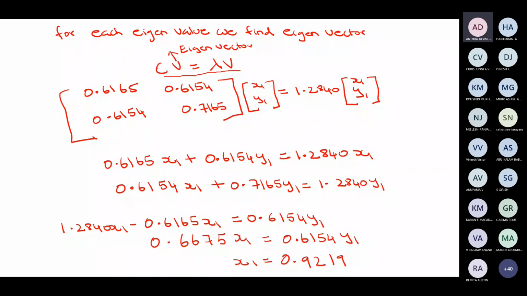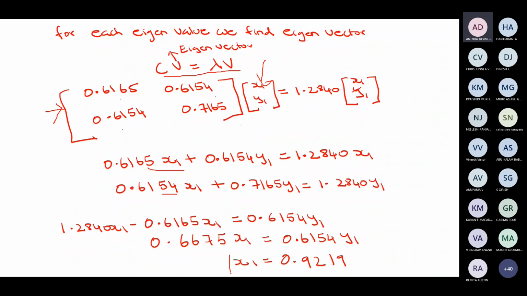Covariance times eigenvector equals lambda times eigenvector. We have calculated the covariance. The eigenvector is x1, y1. When I plug in the values, I get these two equations: 0.5 minus x1 plus 0.5 minus y1 equals 0. You can use any equation to get the values of x1 and y1.